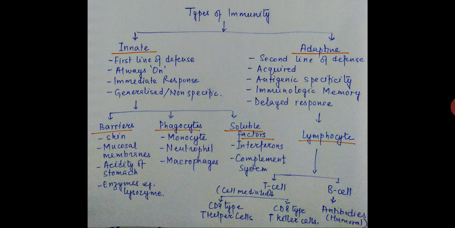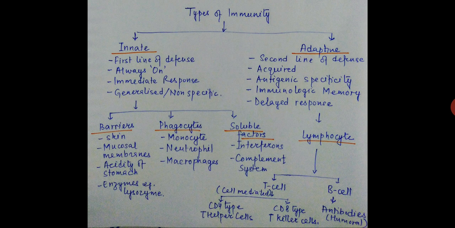Another innate defense mechanism is phagocytosis, where certain specialized cells in our body, such as monocytes, neutrophils, macrophages, ingest the pathogen directly by expanding their cell membrane around the pathogen. Certain soluble factors also contribute to innate immunity, like interferons and the complement system.